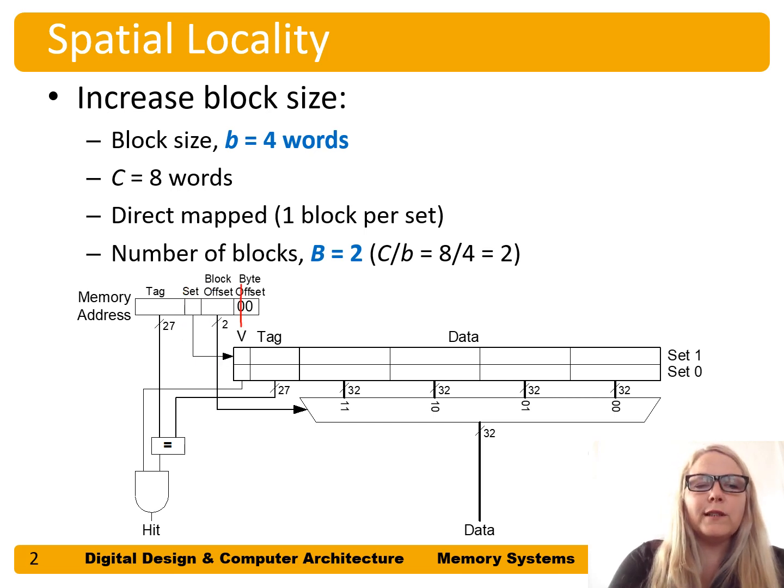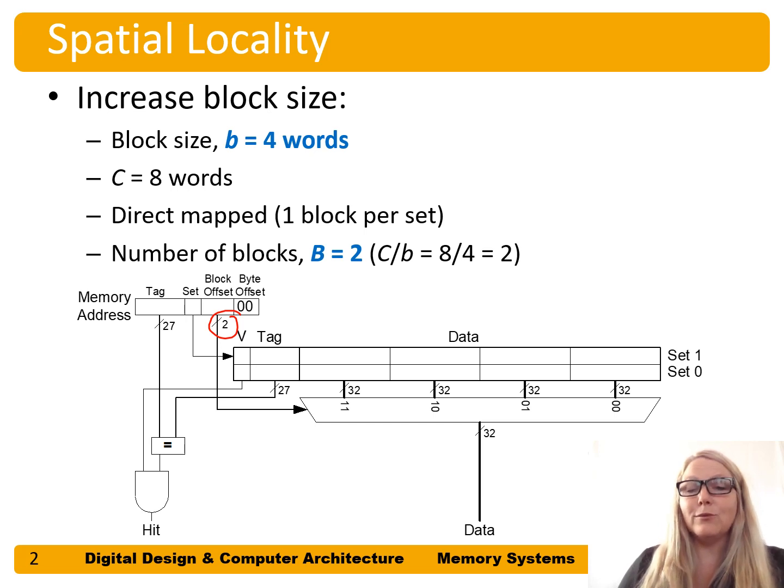But now we have this new field in our memory address called a block offset. Because our block size is 4, we're going to have 2 bits in that block offset. Had our block size been larger, like 8 words, log base 2 of 8 is 3 bits, or for 16 words, we would have had 4 bits in the block offset. But we have 2 bits here because our block size is 4 words. That will tell us which word within the block we actually want to access. After we read the data, we're going to choose which word within that block we want.